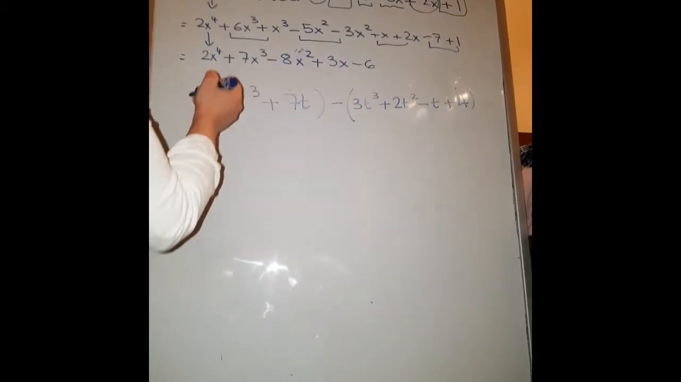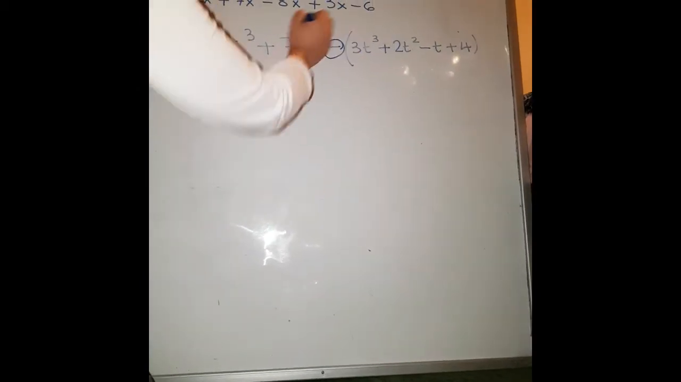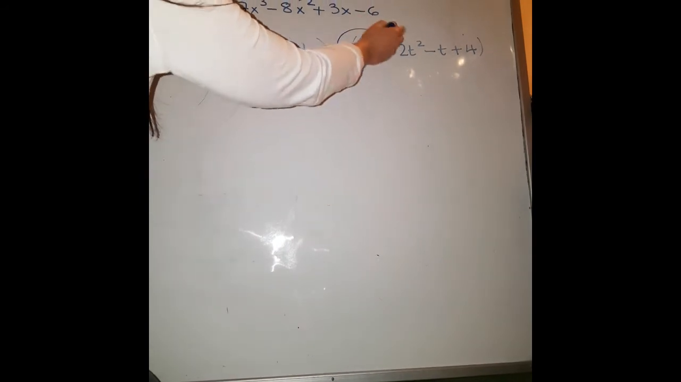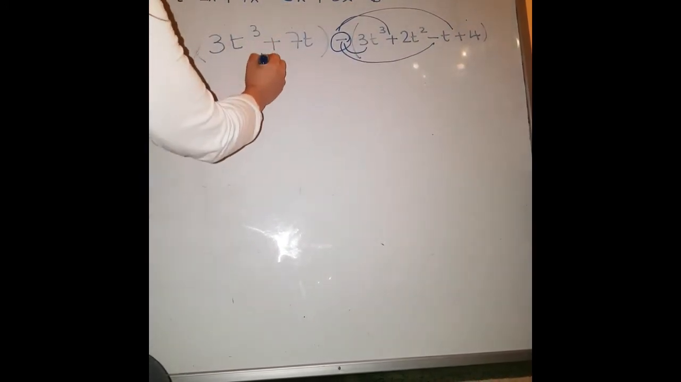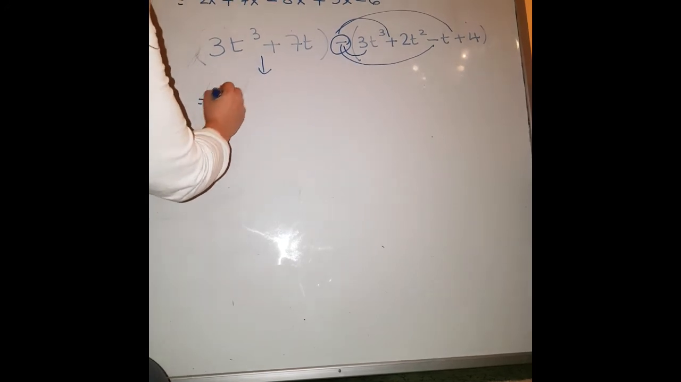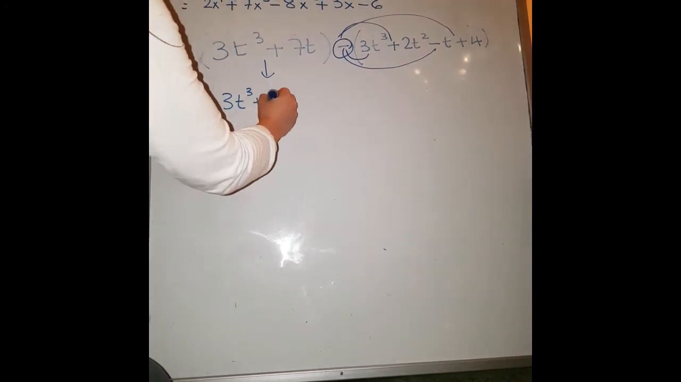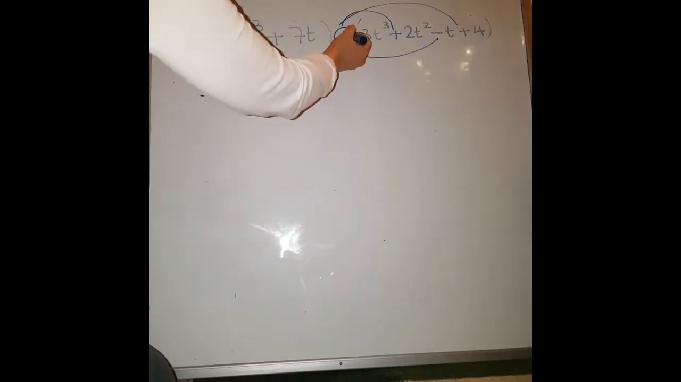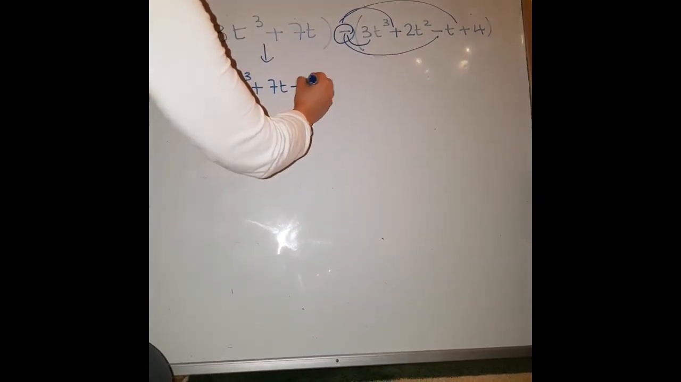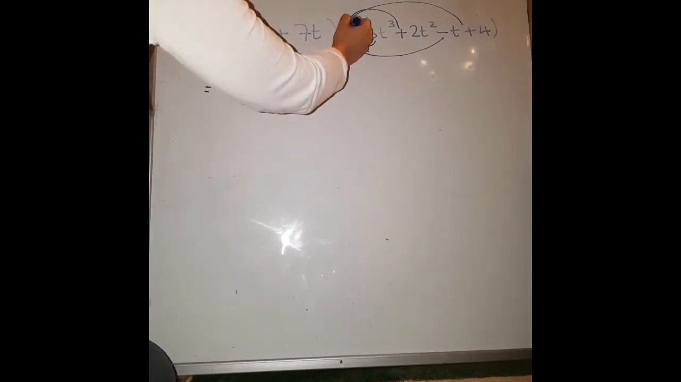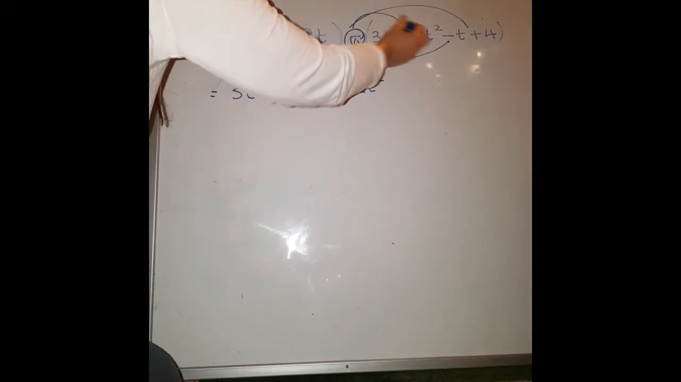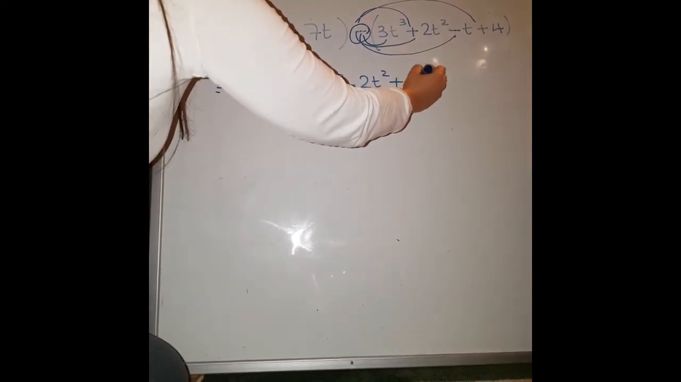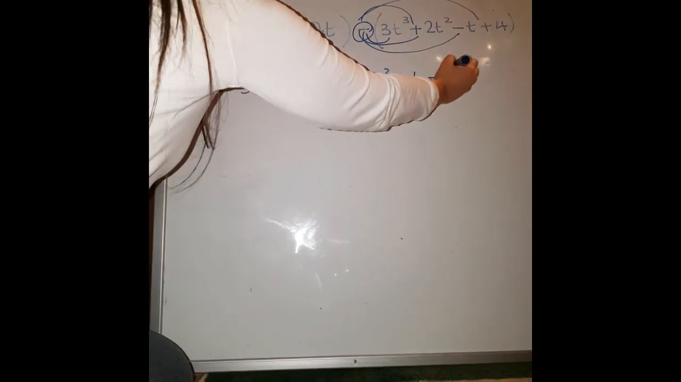Now we look at this example. There's a negative here, and I need to distribute the negative into my parenthesis, so I'm going to be changing signs. I rewrite the first parenthesis as it is, and then I move on to my second parenthesis. A negative times a 3 is a negative 3t to the third. A negative and a plus gives me a negative 2t to the second. A negative and a negative give me a plus t. A negative and a positive give me a negative 4.